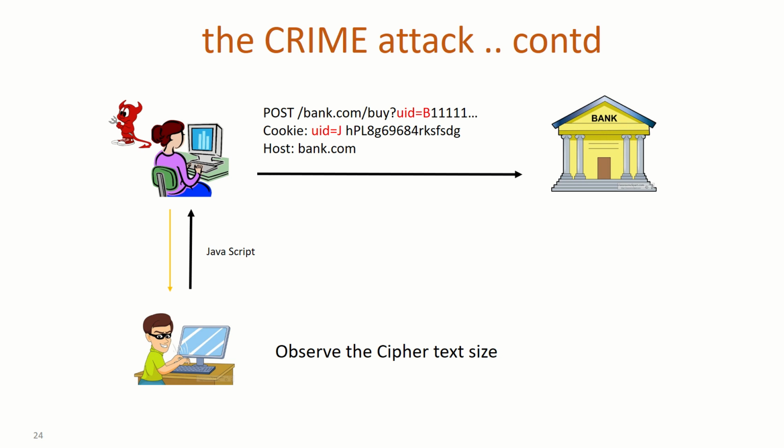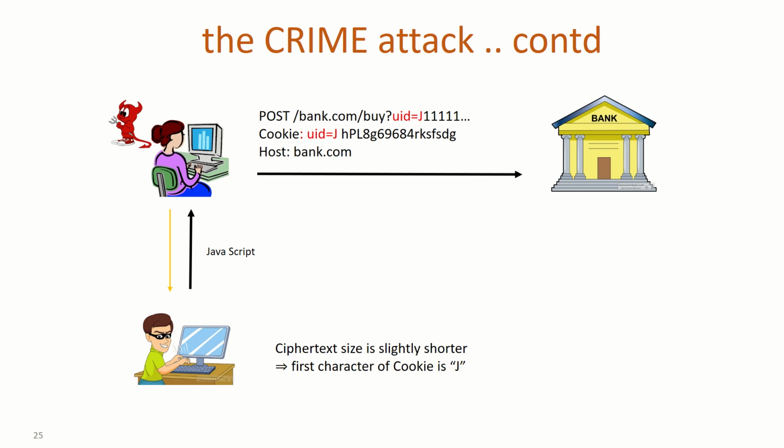What happens is that UID equal to J is matched on both sides, and as a result we get slightly better compression. So the request that got compressed and encrypted is shorter than the earlier requests. Now the attacker can guess that the first letter of the cookie is J. Next, the attacker will change the second letter and send requests like JA, JB, JC, and will reach a point where it is JH. Now the attacker gets a better compression again than the previous request.